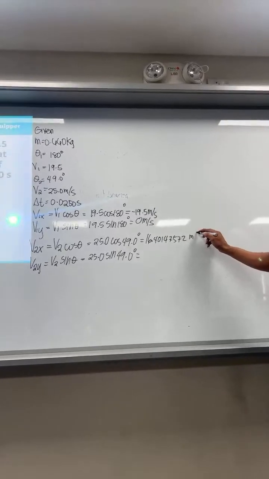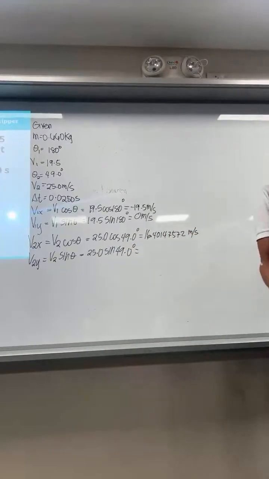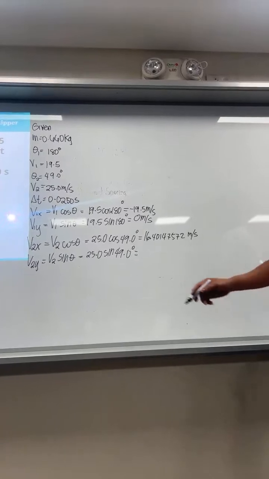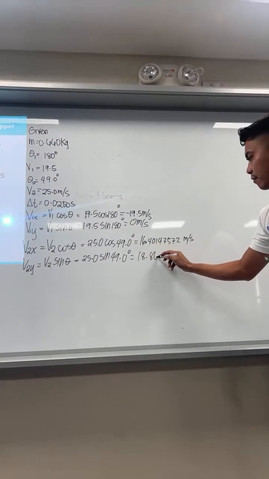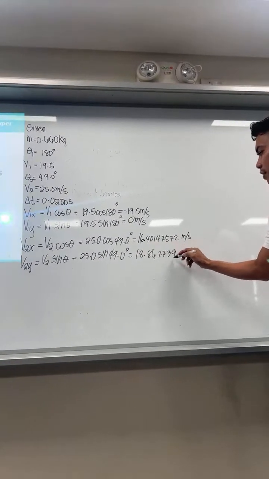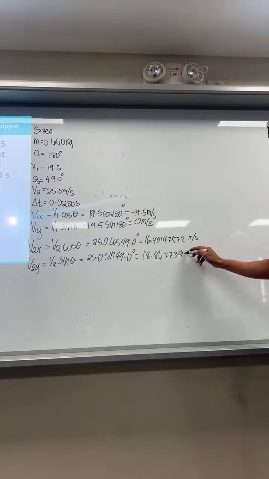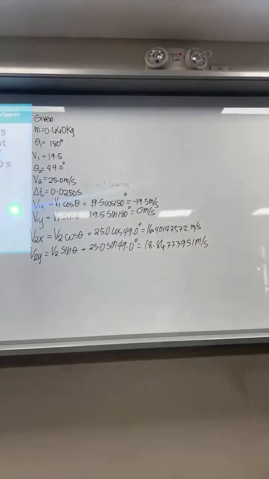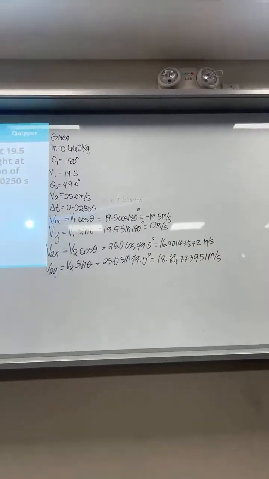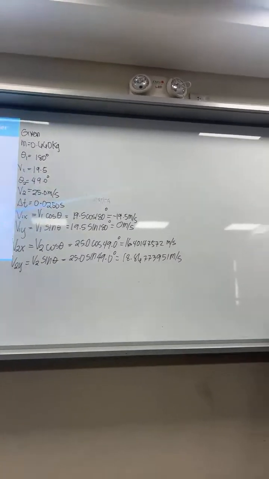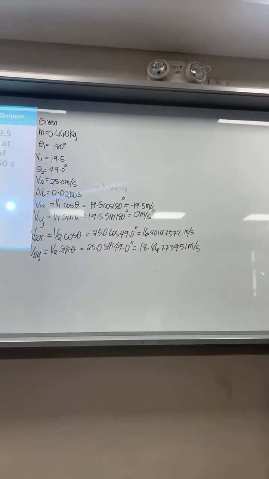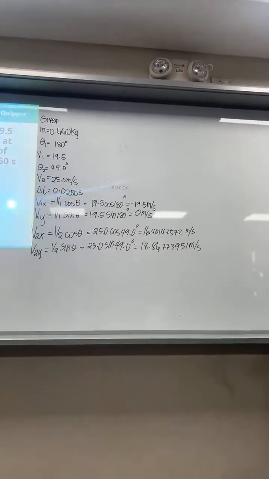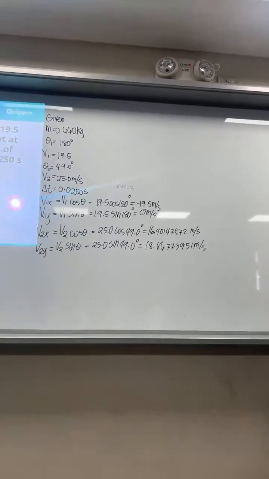Next, how about the 25 sin 49 degrees? 18.8677391. Tama na ba? Check, yes sir, okay na.